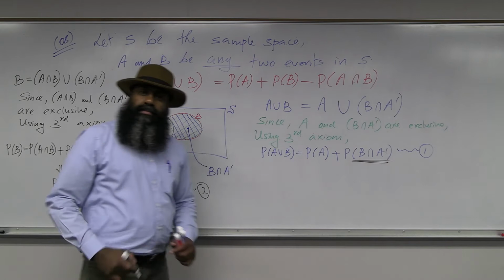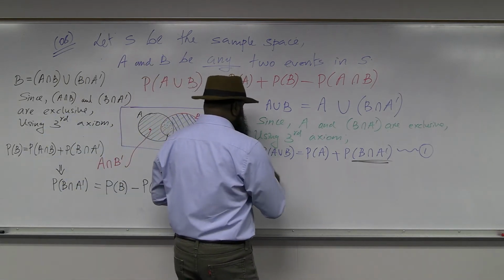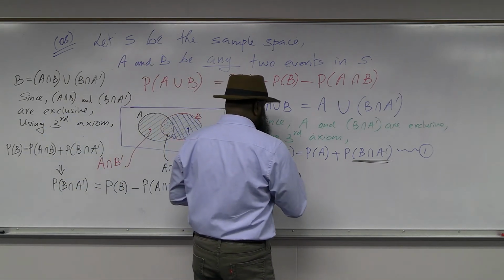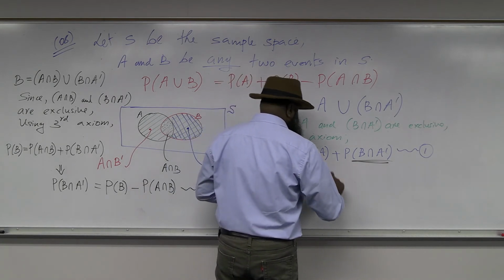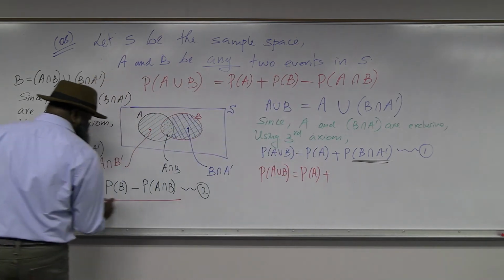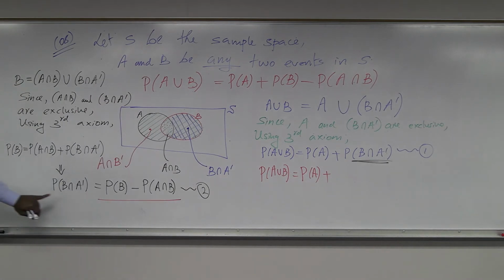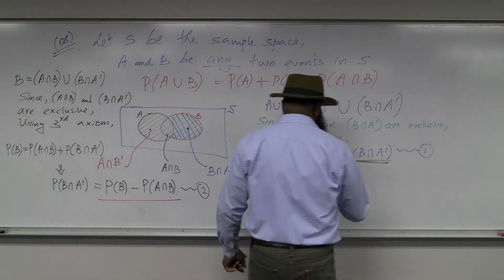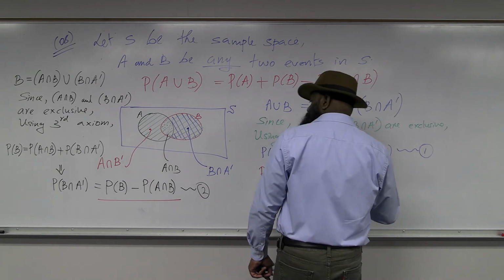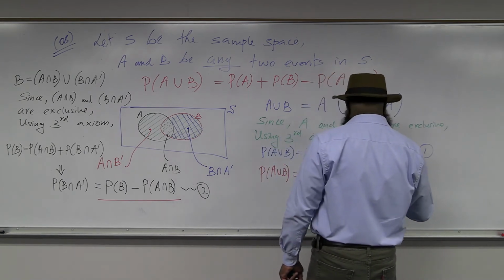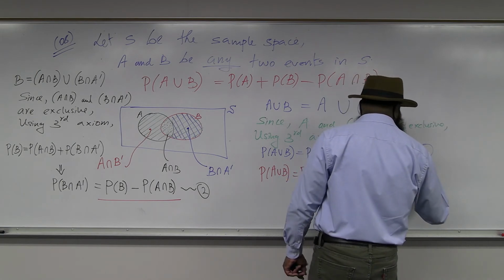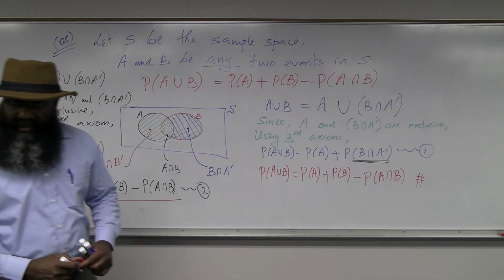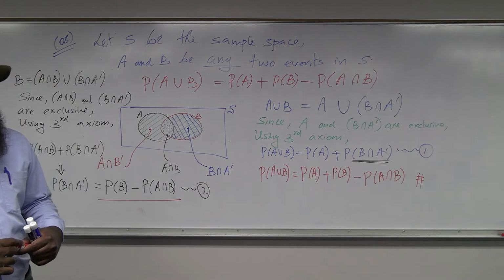Then I get probability of A union B equals, I have P of A, probability of event A, plus all this. Probability of B minus probability of A intersection B. Now that's the complete proof of the principle of inclusion and exclusion when you have just two sets.